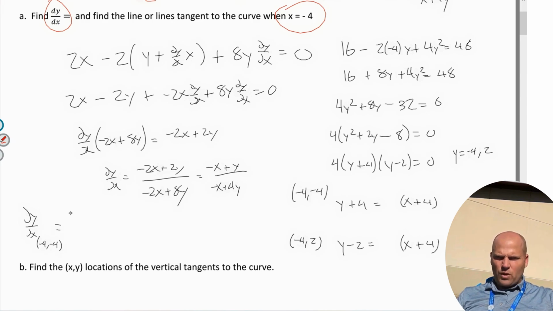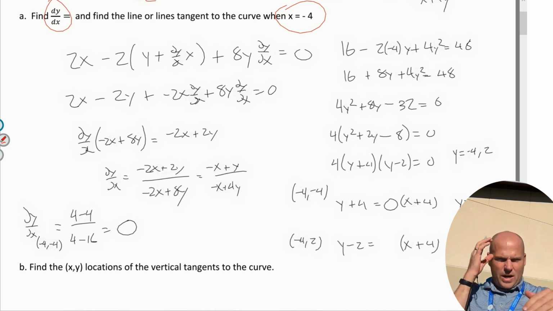Plug in negative 4, negative 4. I get positive 8 minus 8. No, let's plug in the more simplified one. Sorry. We'll get 4 minus 4 over 4 minus 16. So that's going to give me 0. So this guy's slope is 0, which means we have a horizontal tangent, y equals negative 4. That's the equation of the tangent line. That's not necessary to put that. It's free response. This is fine.